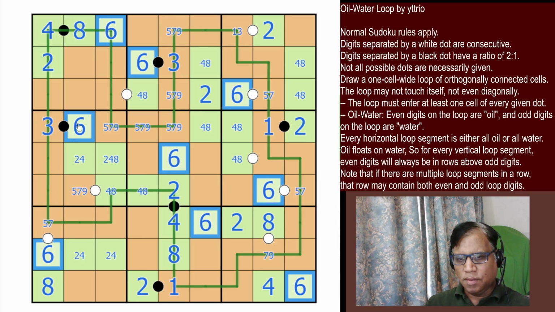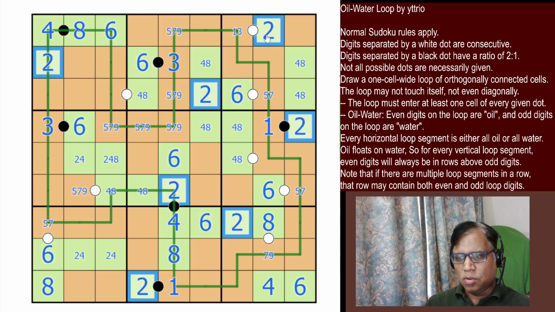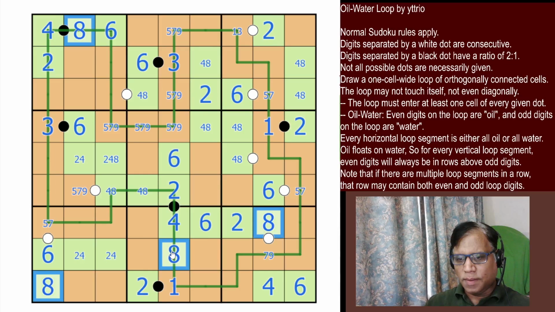All the 6 are done. 1 2 3 4 5 6 7. Right. What about 2? 2 6 were together, right? This x wing of 2 is remaining. What about 8? 8 is a lot remaining. 8 and 4.